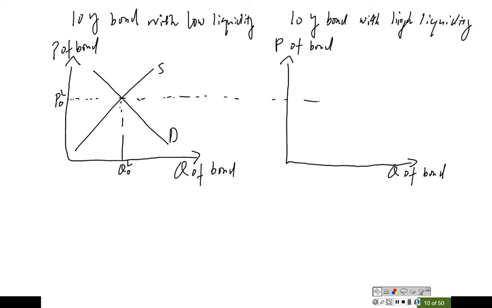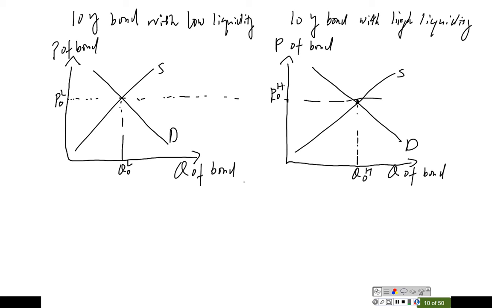Again, assume these two bonds initially have the same level of price. So that's the initial price for the bond with a high liquidity. I use H. And that's the quantity here.